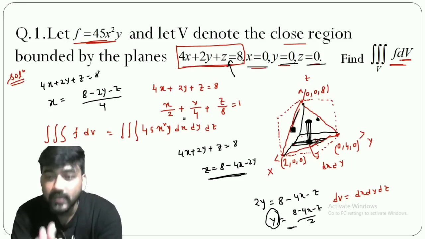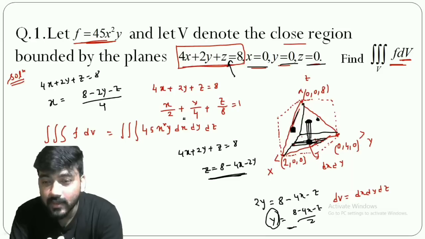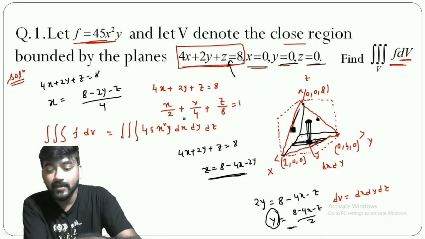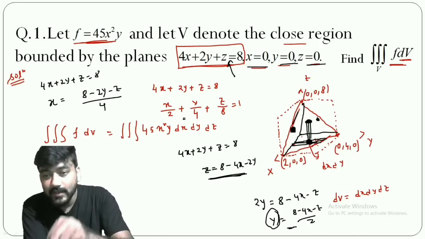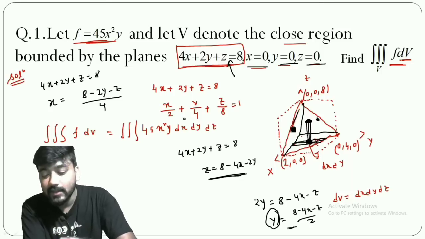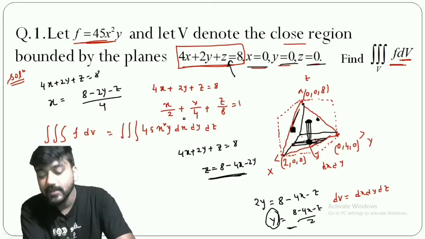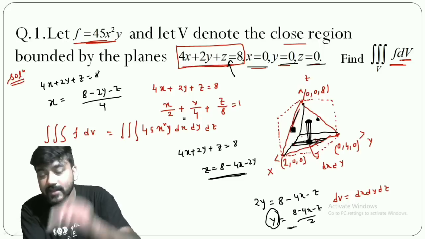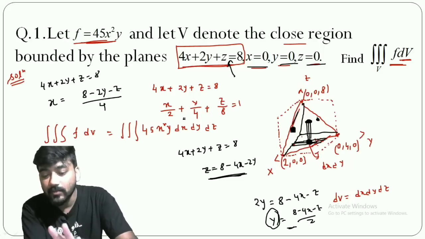So if you choose the x is equal to 0 plane, then what will be your plane? Your plane will be the yz plane. Suppose this is the yz plane, then you have to take a single surface element dz dy. Then you have to move from this surface, that is the x is equal to 0 surface, to the plane 4x plus 2y plus z is equal to 8. And in which direction do you have to move? If this is the yz plane, then you have to move along the x direction.